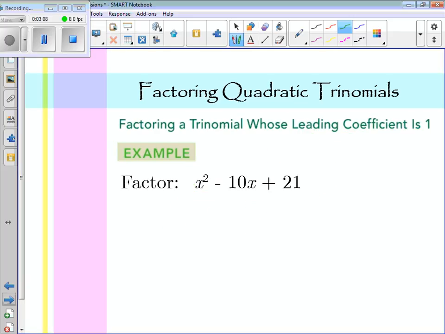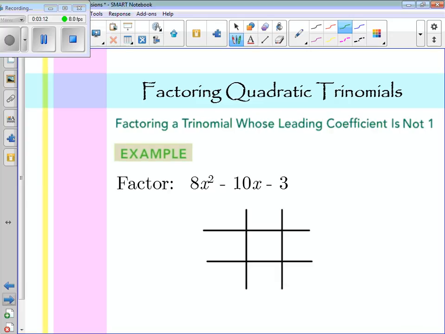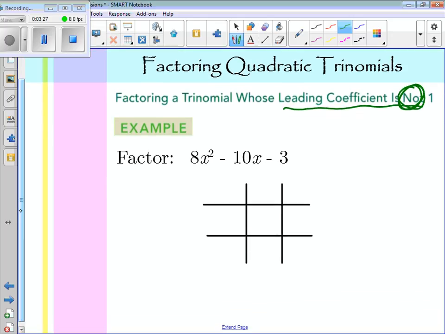Moving on, let's skip this problem. Moving on, so now we're going to do leading coefficients that are not 1. So when it's not 1, there's no shortcut, we can't do that. But the process isn't that crazy different, a little bit more to it. So the first thing we do, you look, the a is not 1. The a is going to be 8. And the b is negative 10. And the c is negative 3.